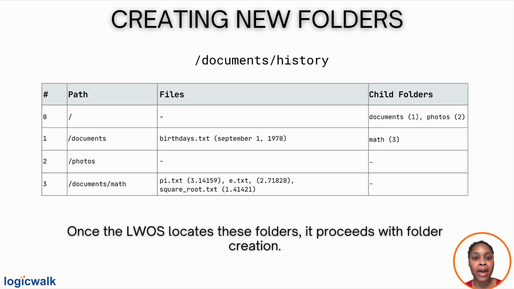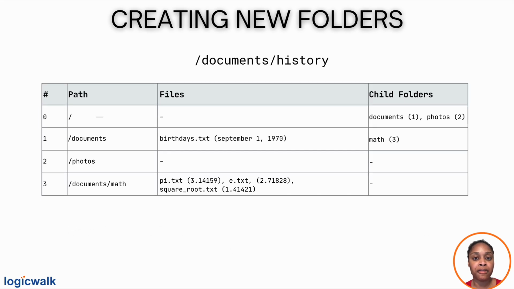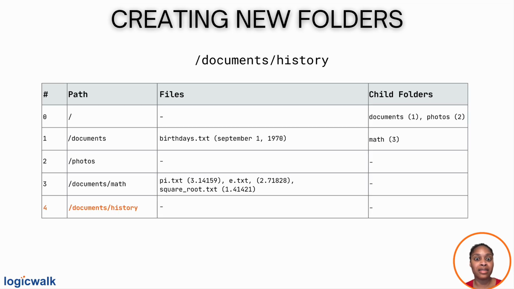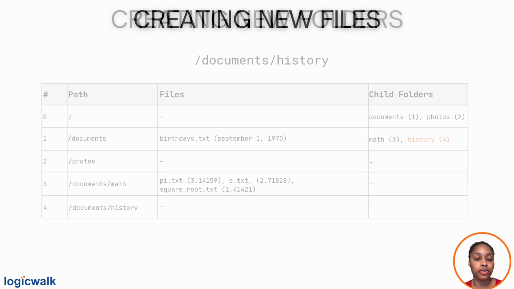The LWOS appends the new folder to the file system. Since the file system previously contained 4 folders, the new folder becomes the 5th entry and is assigned index 4. The LWOS then updates the documents folder's folder map by adding an entry that maps the name history to index 4. Next, let's see how the Logicwalk OS creates a new file.